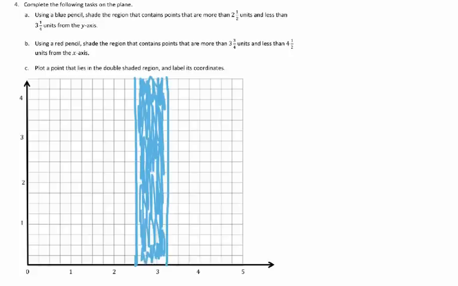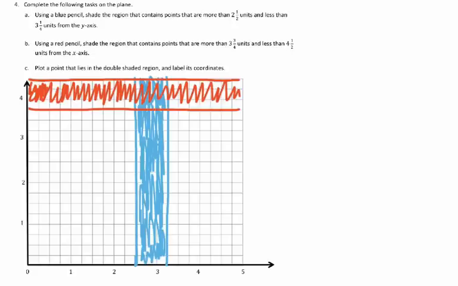So now we're going to use a red pencil and shade the region that contains points that are more than 3 3/4 units and less than 4.5 units from the x-axis. Okay, there it is. And then C says plot a point that lies in the double shaded region. So that's going to be anything within this region here. So I'm going to go ahead and say 3 and my y would be 4. So 3, 4 would be right about, let's see if I can make a dot there. Be right about there, which falls in the double shaded region.